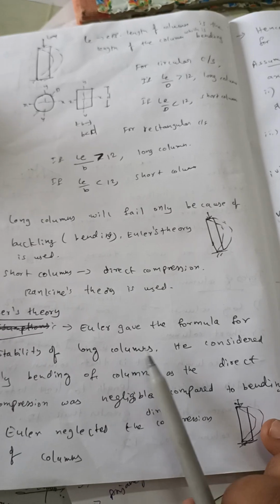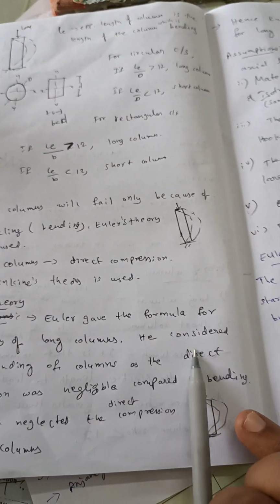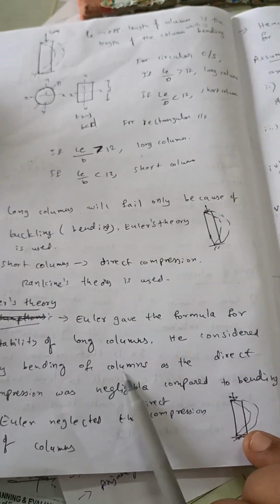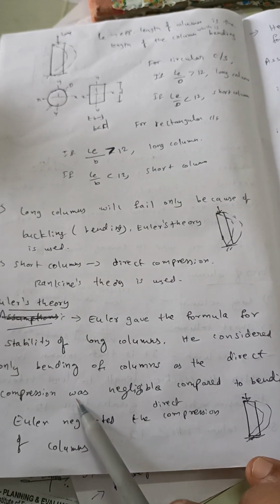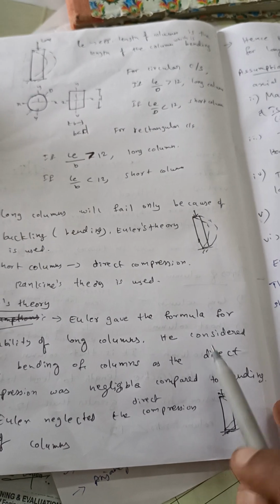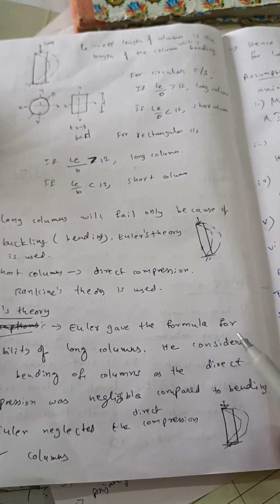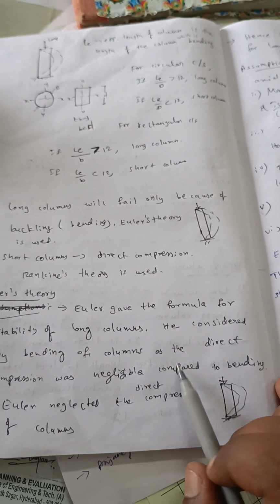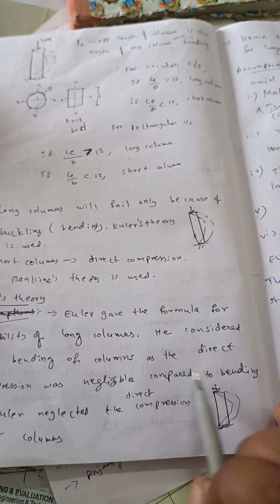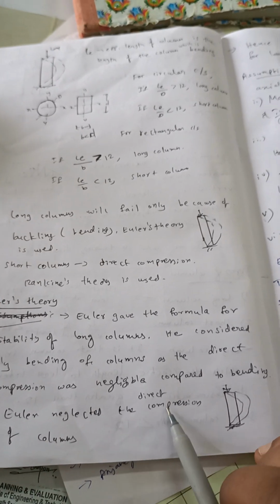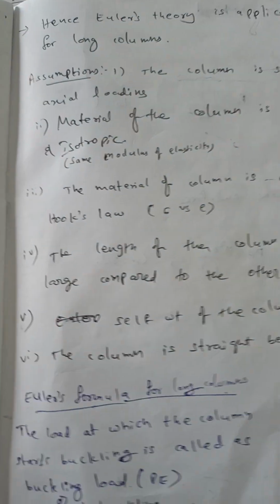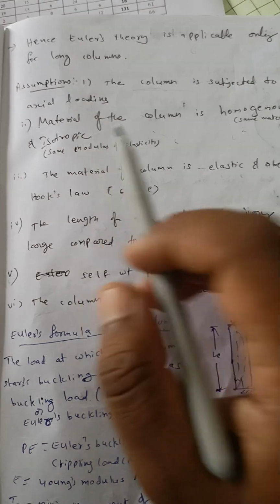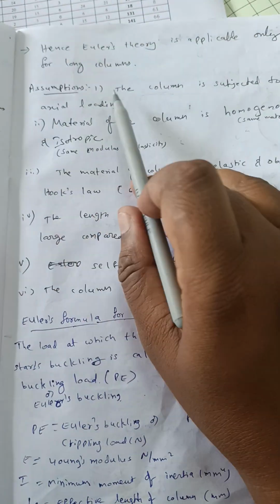Euler gave the formula for stability of long columns. He considered only bending of columns as direct compression was negligible compared to bending. For long columns, direct compression is negligible, there will be only bending. So Euler considered the same thing. He did not consider direct compression, he considered only bending. Euler neglected the direct compression of columns. Hence, Euler's theory is applicable only for long columns.